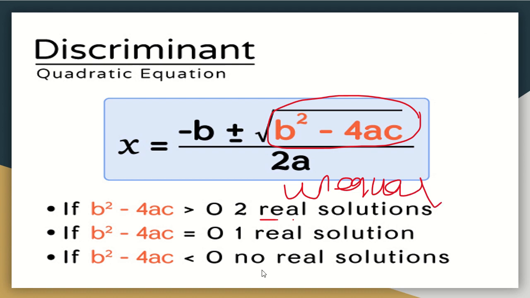Same way, if it is equal to 0, you will say it as 2 equal roots. 2 equal roots also you can say. If it is less than 0, obviously you don't have any roots. There is no real solution for this.